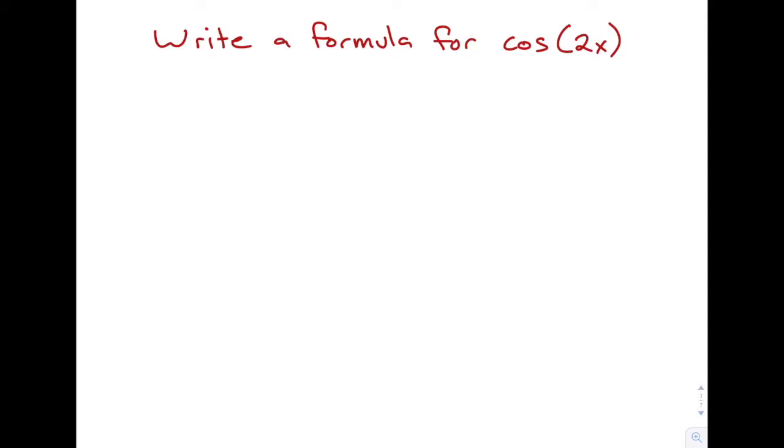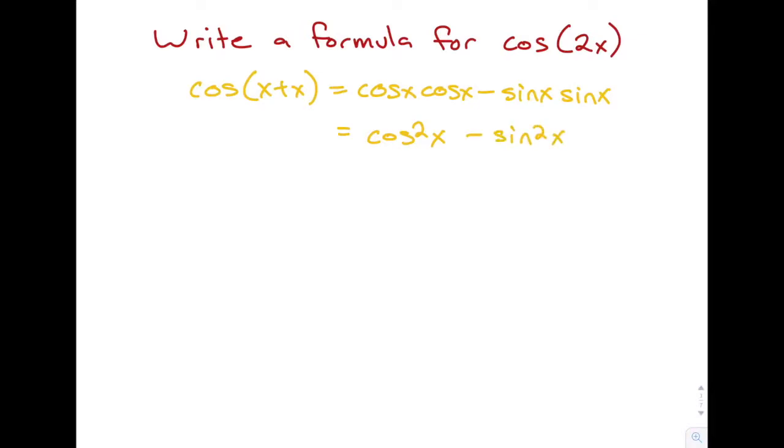How about for cosine 2x? Well, we know the process now, so let's write cosine of x plus x, and that equals cosine x cosine x minus sine x sine x, which equals cosine squared x minus sine squared x. So this is one version of the double angle formula for cosine.